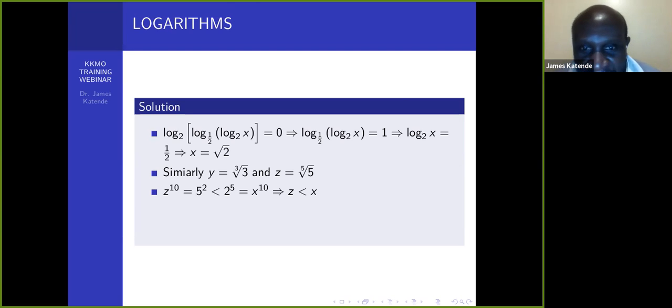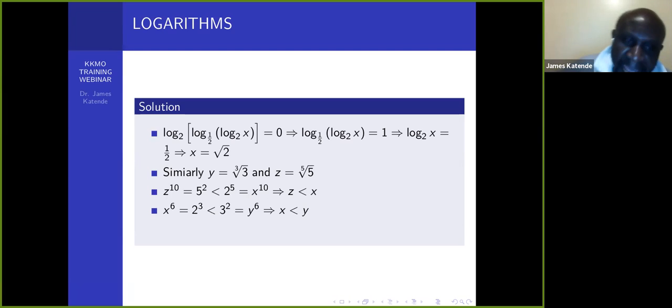So we first of all compare z and x. If you raise z to 10, you will get 5 squared. And if you raise x to 10, you will get 2 raised to 5. So based on this, you can conclude that z is smaller than x. So at least we know z is smaller than x.